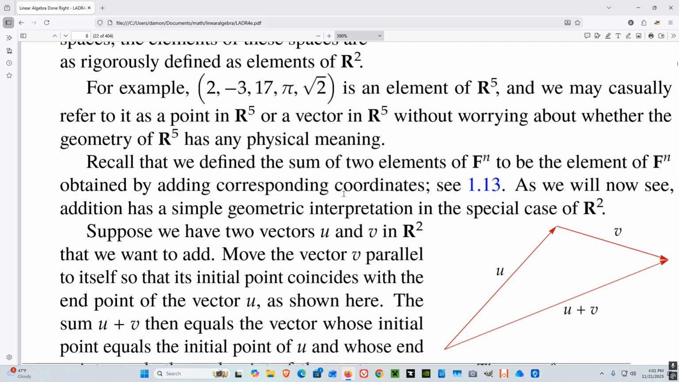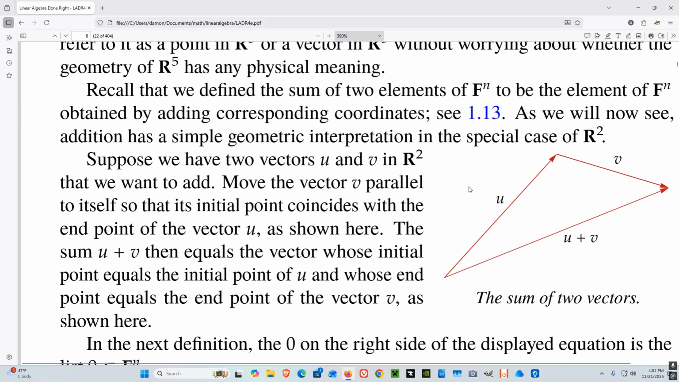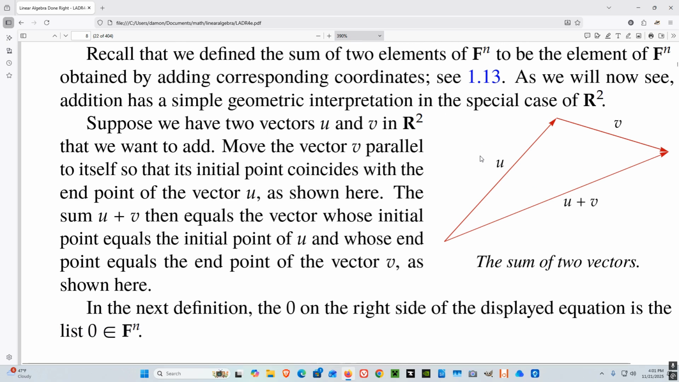Recall that we define the sum of two elements of F^n to be the element of F^n obtained by adding corresponding coordinates. See 1.13. As we will now see, addition has a simple geometric interpretation in the special case of R^2. Suppose we have two vectors u and v in R^2 that we want to add.